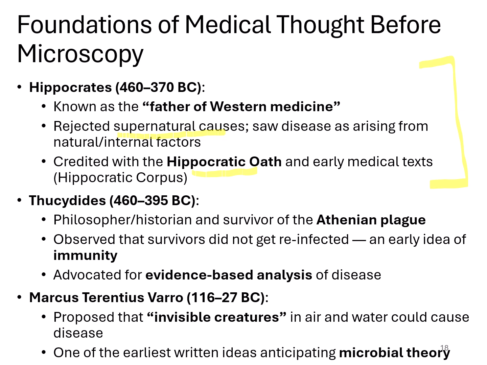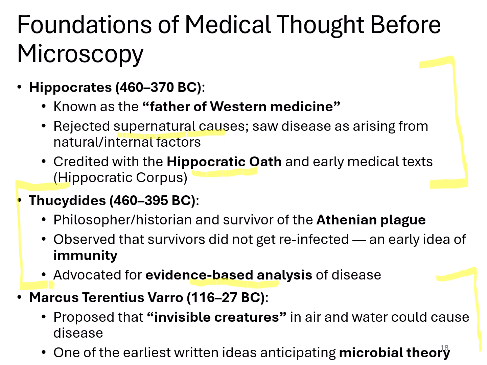Here we also have Thucydides. He was a philosopher and historian who survived the Athenian plague, and he saw that people who survived the plague did not get reinfected again with that same disease. And this is an early idea of immunity. So he advocated for evidence-based analysis of disease.